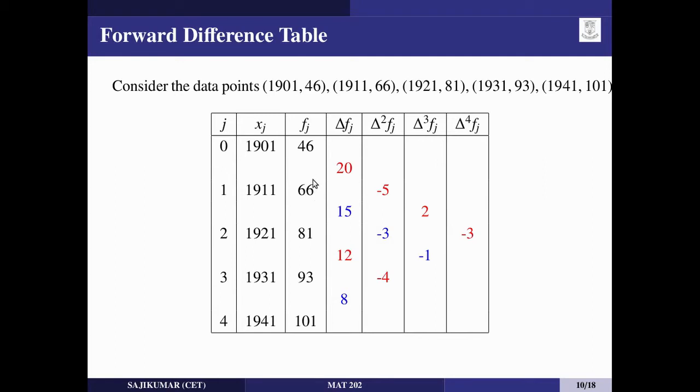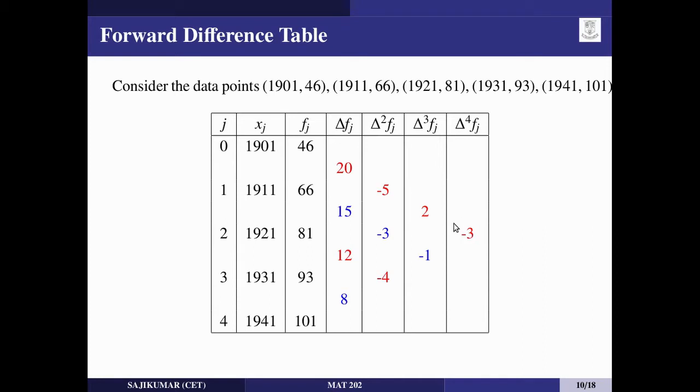We take the difference 66 minus 46 and write this answer in the middle of the first and second row. Again 81 minus 66, the answer is 15, that is written in the middle of 66 and 81. 93 minus 81 is 12, 101 minus 93 is 8. So these numbers 20, 15, 12, 8 are called the first forward differences. So this 20 is the first forward difference of 46, 15 is the first difference of 66, 12 is the first difference of 81, and similarly 8 is the first difference of 93.